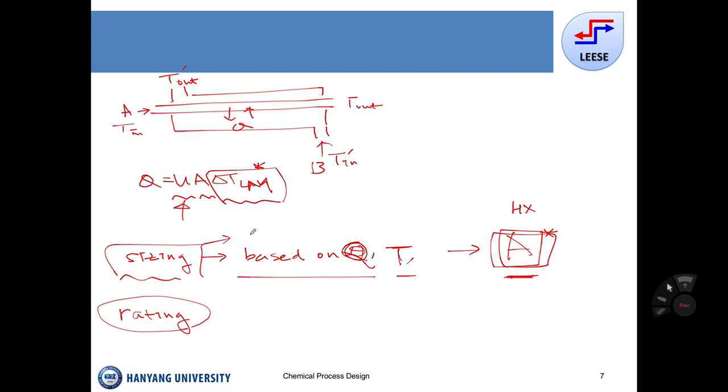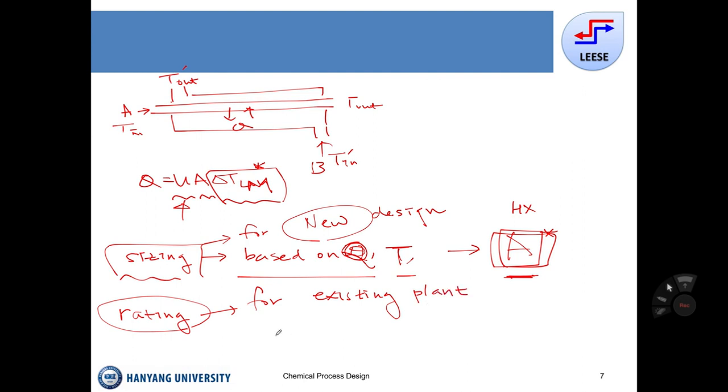This is for the new design. We want to find out the size required by this process for new design. Rating is typically for existing plant. We have the temperature and A, we want to estimate Q.